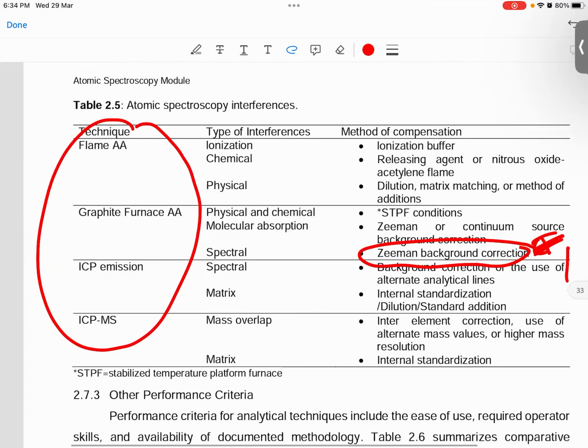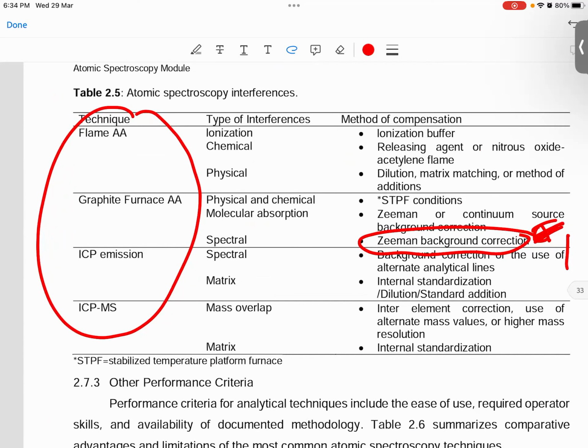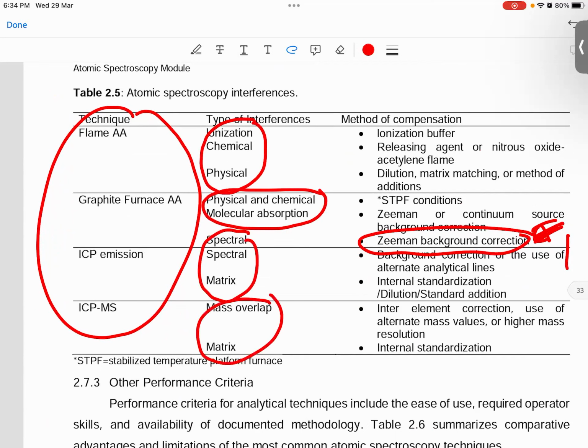So, types of interferences, okay? Ionization, chemical, physical, the matrix effects, physical and chemical, molecular absorption, spectral. So these are some examples of interferences in the spectroscopy techniques listed here. And this is how to compensate, meaning how to solve the issues of these interferences.